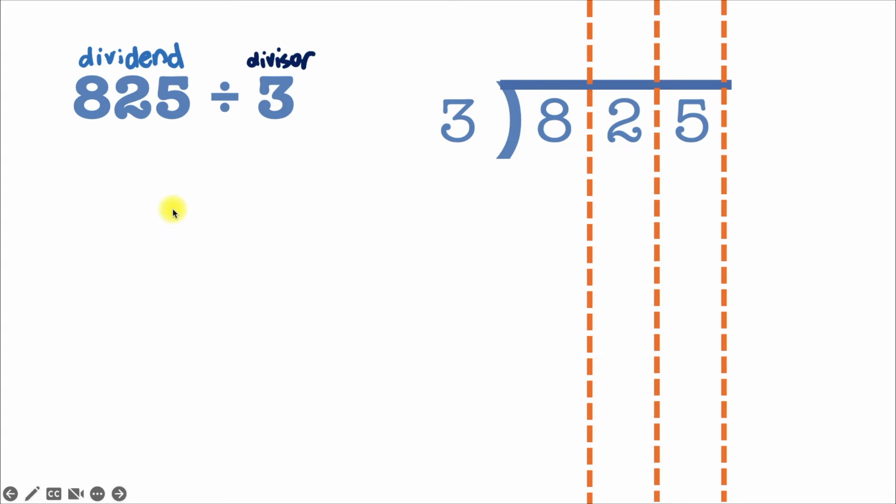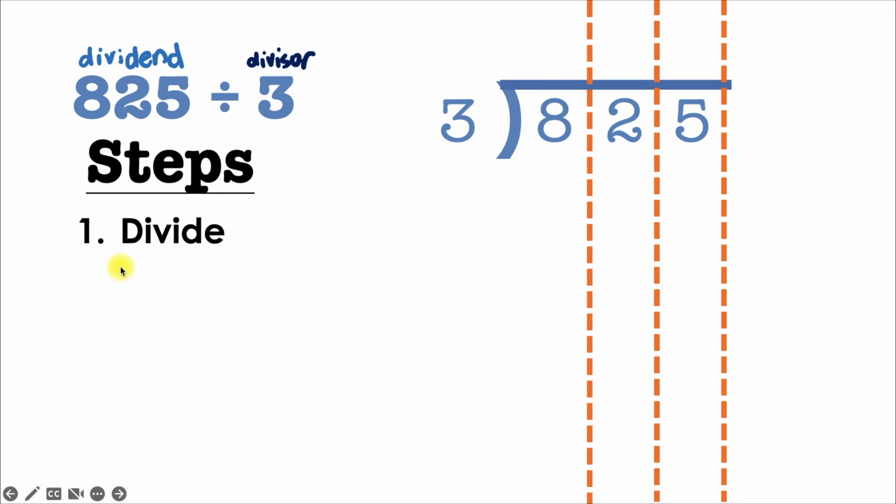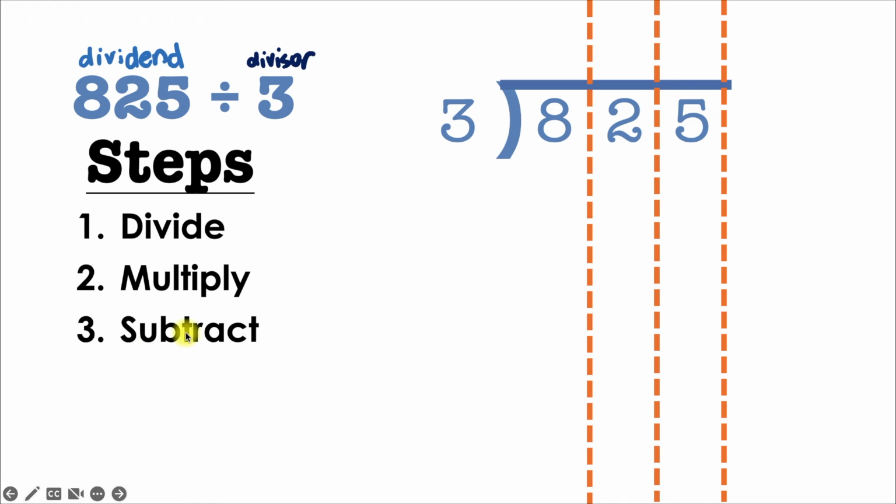So here are our steps. Step number 1, we have to divide. Step number 2, we have to multiply. Step number 3, we have to subtract. And step number 4, we have to bring down. Let's use this example as we go over each of these steps.